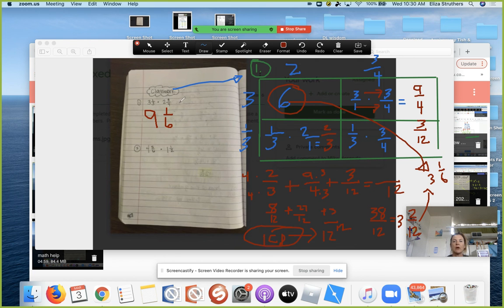Go ahead and take your time writing that down and make sure that you're ready to take a picture of this when you're done, right? So that's problem number 1. Any questions? All right, I'll leave it there.